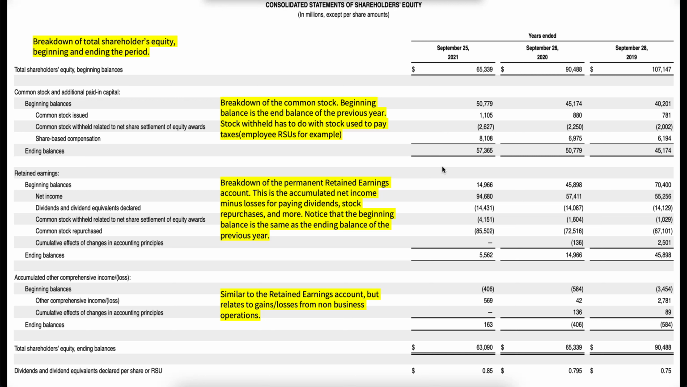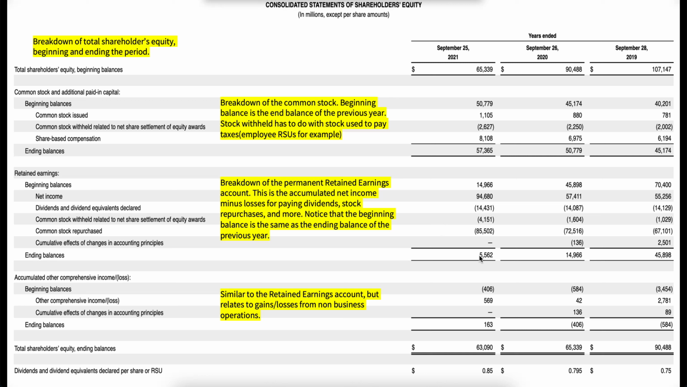And the retained earnings here, again, it is a breakdown of the permanent retained earnings account. And because it is permanent, it continues from the previous years, 45,14, as you will see. And it breaks down to the net income of the company minus what we discussed earlier, like dividends that the company is paying, and common stock related to net settlement of equity awards, common stock repurchased as well. So things of that sort, things that are deducted from this, are recorded here, and this is the ending balance of the retained earnings, again, an account that is permanent.